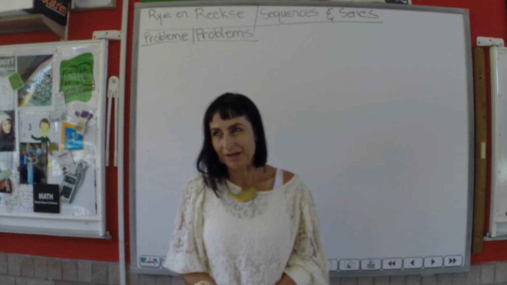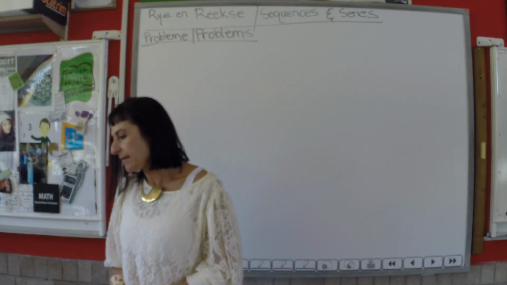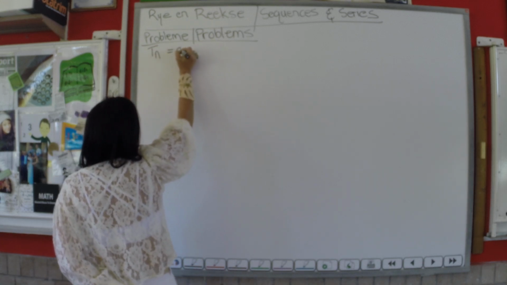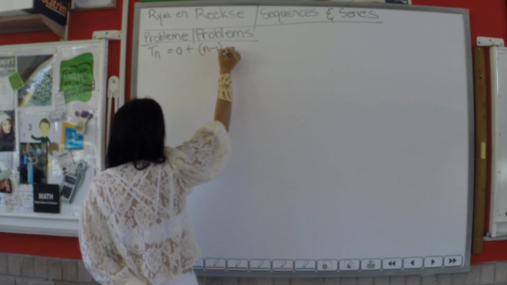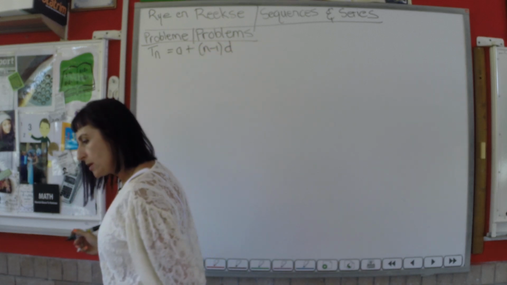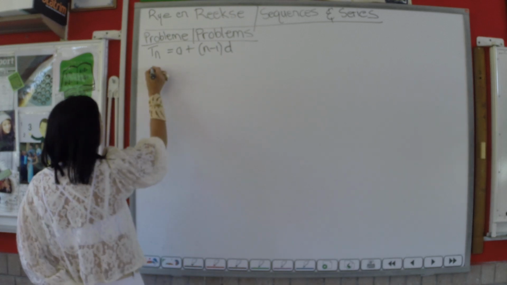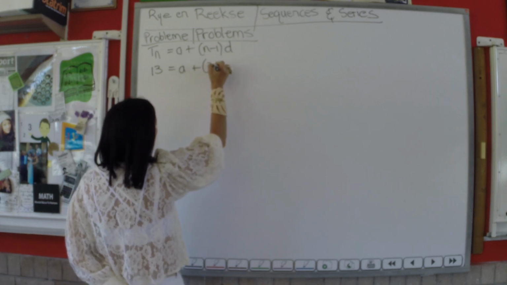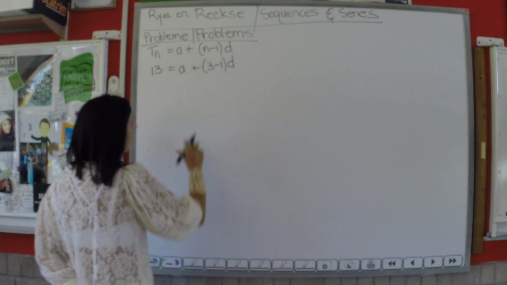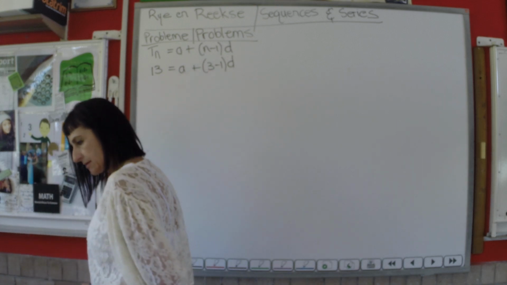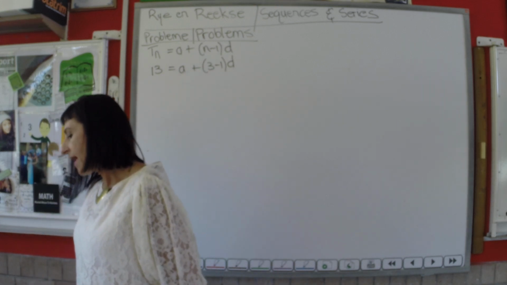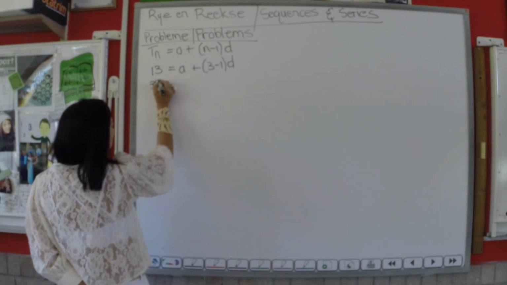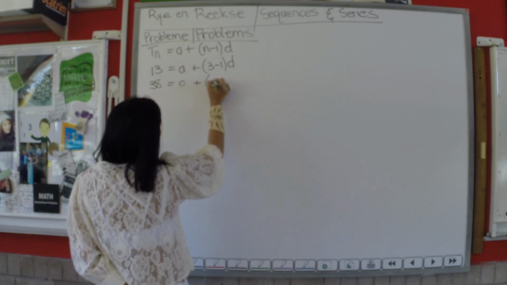Okay, let's write down what we read just now. In an arithmetic sequence, the third term equals 30. So let's write it down. Third term equals 30. Do you agree? Written down what I've read. And the eighth term equals 38.